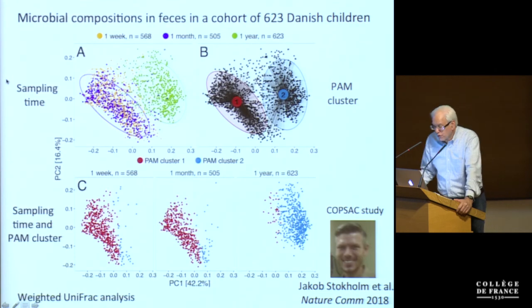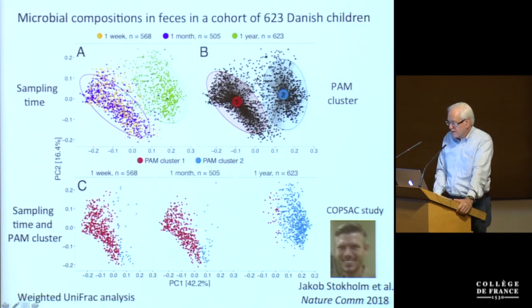And so we were able to work with a group in Denmark, the investigators of the COPSAC study. This is the Copenhagen cohort of asthmatic disease, working with Jakob Stokholm, who did a postdoc in my lab as a visitor. So here we're going to look at the microbial compositions in feces in a cohort of more than 600 children in Denmark. The children's microbiota were sampled at 1 week of age, 1 month of age, or 1 year of age. And here we're looking at the beta diversity by sampling time. The 1 week and the 1 month are pretty similar. The 1 year is quite different. So there's been a maturation of the microbiota.